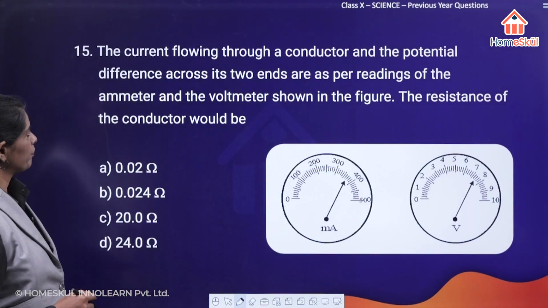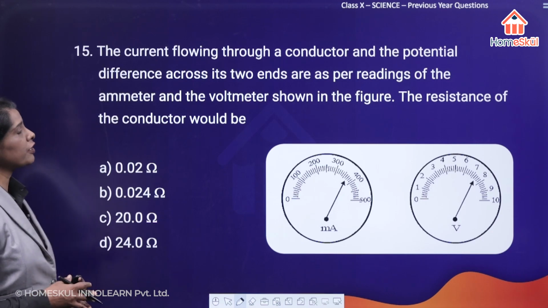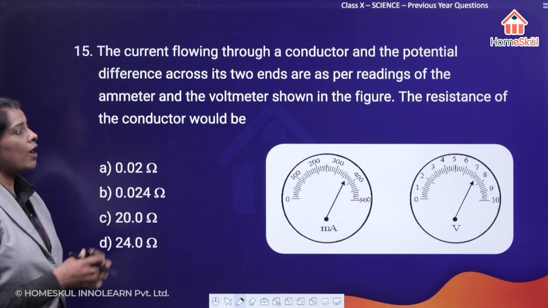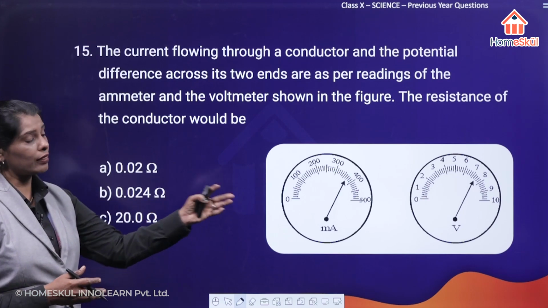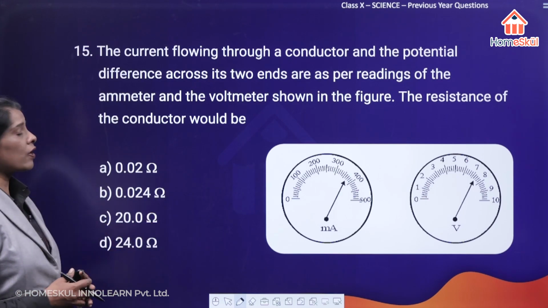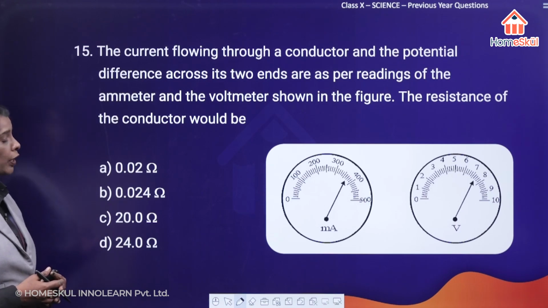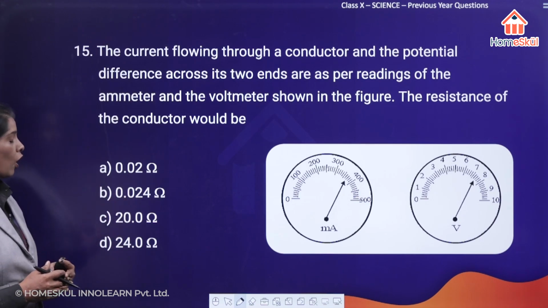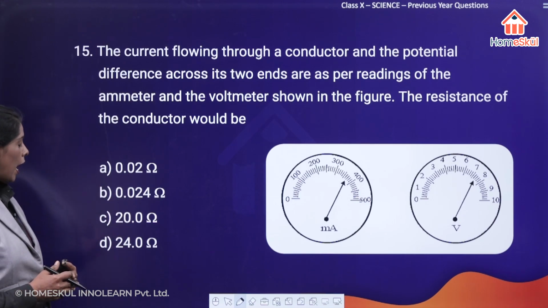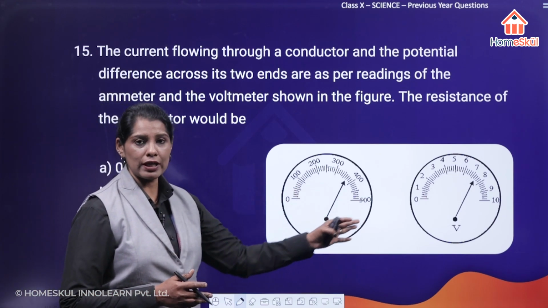Question number 15. The current flowing through a conductor and the potential difference across its 2 ends are as per the readings of the ammeter and the voltmeter shown in the figure. The resistance of the conductor would be, the options are option A, 0.02 ohm, option B, 0.024 ohm, option C, 20 ohm, and option D, 24 ohm. Okay, let's see the diagram which is given over here.